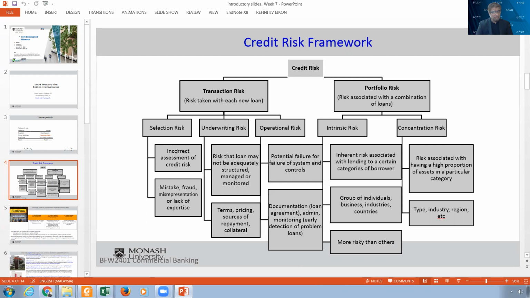Now, the problem is that you can also have incorrect assessment, but also you can have mistakes and fraud and misrepresentation, like what happened during the financial crisis. They were just making up documents and doing all these things, and this is actually coming in the selection. Now, assuming the selection is good and the person is good, is that enough?